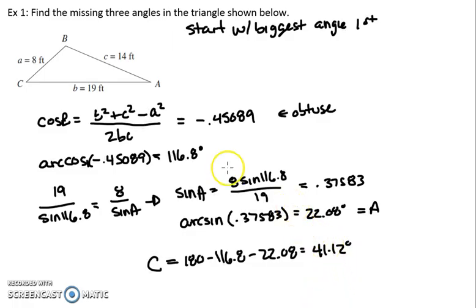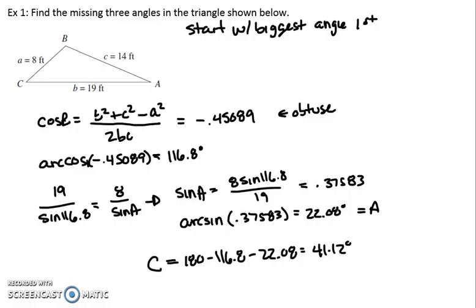So with law of cosines, sometimes it's easiest if you just use it once and then go back to your law of sines to get the rest of them. You could continue doing your law of cosines over and over again to get these other two angles here, but law of sines is a little bit quicker, a little bit easier.